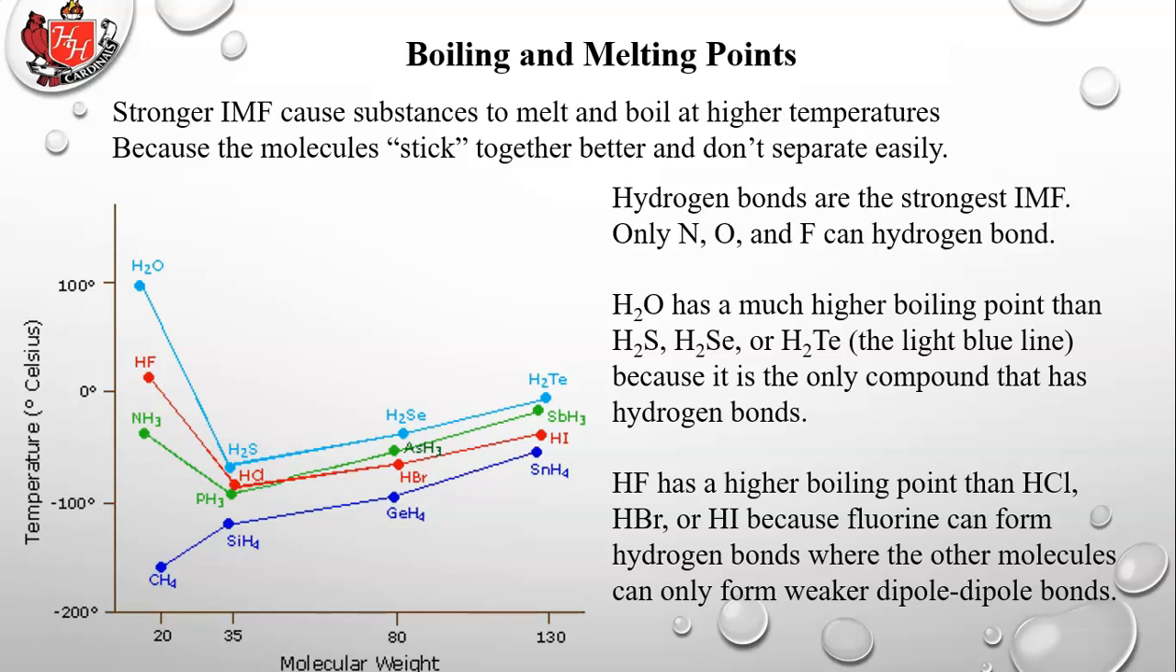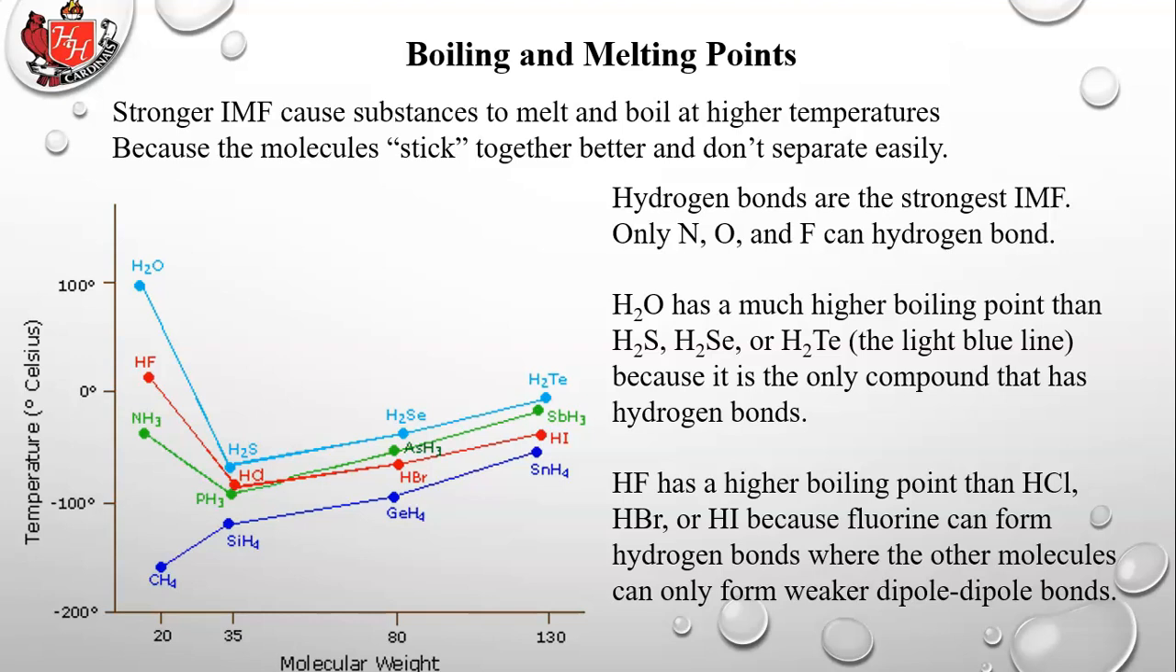So H2O has a much higher boiling point than H2S, H2Se, or H2Te, the light blue line, because it is the only compound that has hydrogen bonds. S, Se, and Te cannot form hydrogen bonds. So that explains why water has a much higher boiling point. And that's the type of question they could ask you on the AP exam. Why does water have a much higher boiling point? It's the only one that has hydrogen bonds.